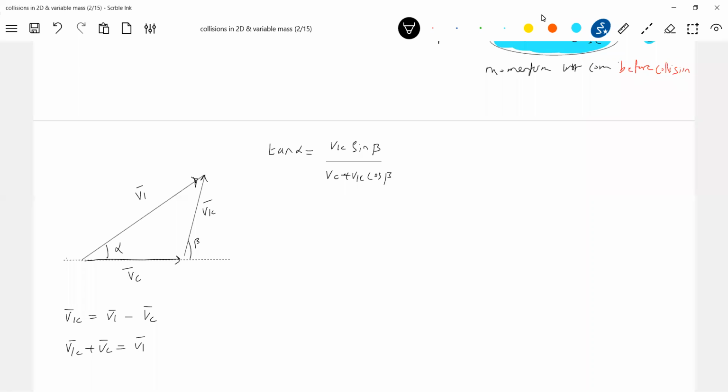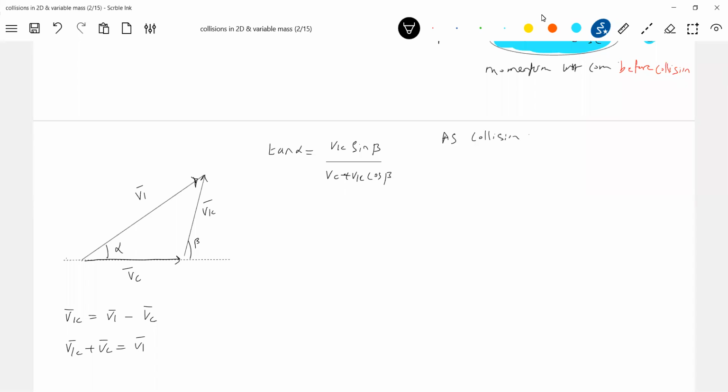V1C and VC. If I can get some, I should bring M1, M2 here in this equation, because I know alpha, beta, I can manage further the problem. So let's do one thing. Let's go back to the collision. What is the nature of collision? Collision is elastic, no?